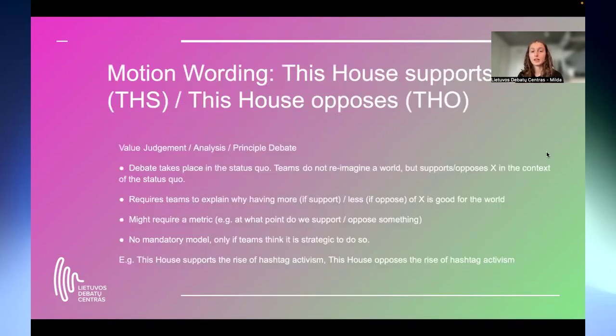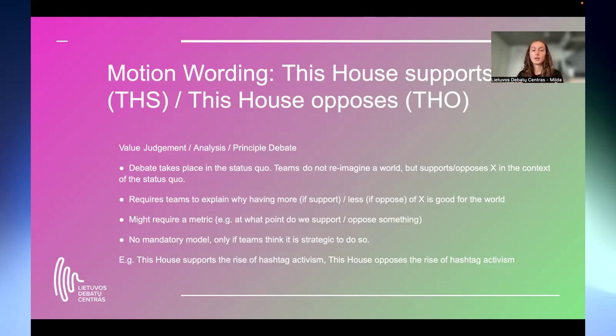Moving on, this house supports or opposes something. So here we also have value judgment principle debates. In these kind of debates, you should assume that we're in the status quo. You don't need to reimagine worlds, but simply support or oppose a specific thing in the context of the world today.